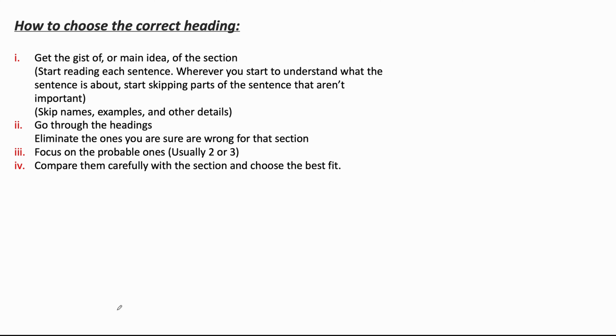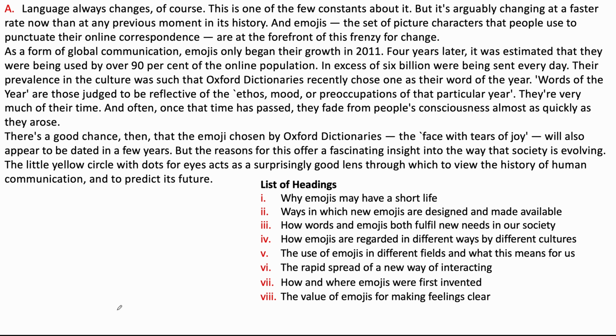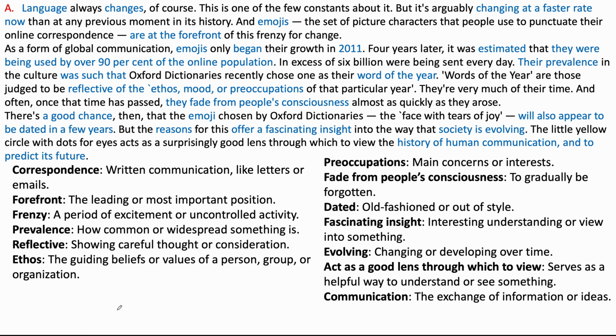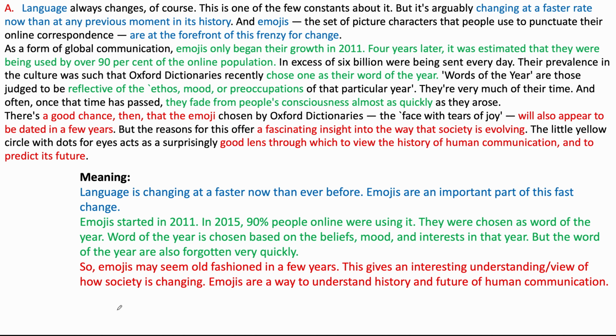Let's start with section A. There are 3 paragraphs. The parts I focused on while skimming are highlighted in blue on your screen. The meanings of some words and phrases are also displayed on the screen. Let's break it down. The first paragraph says, language is changing faster now than ever before, and emojis are an important part of this fast change.